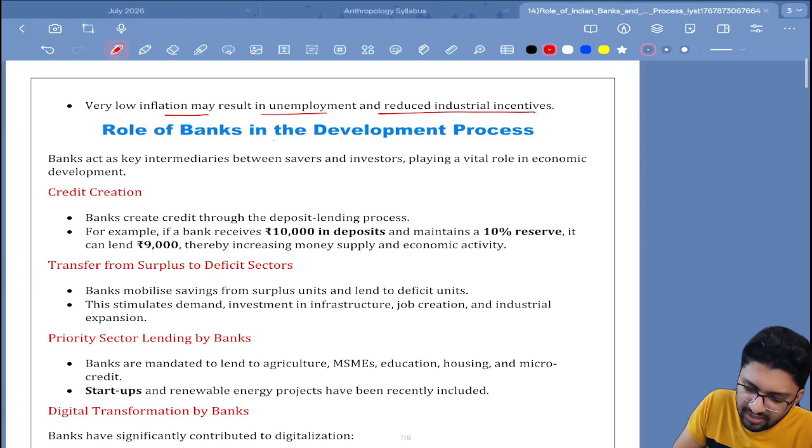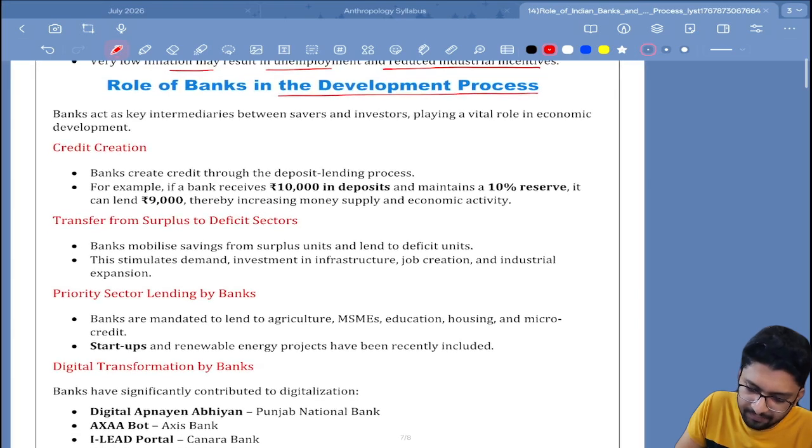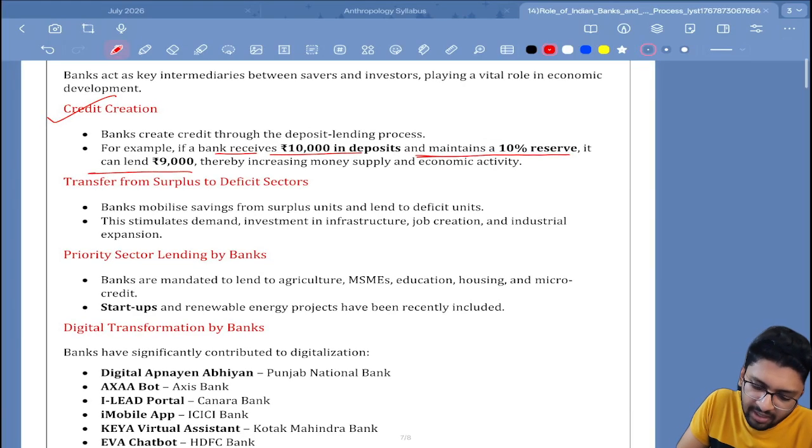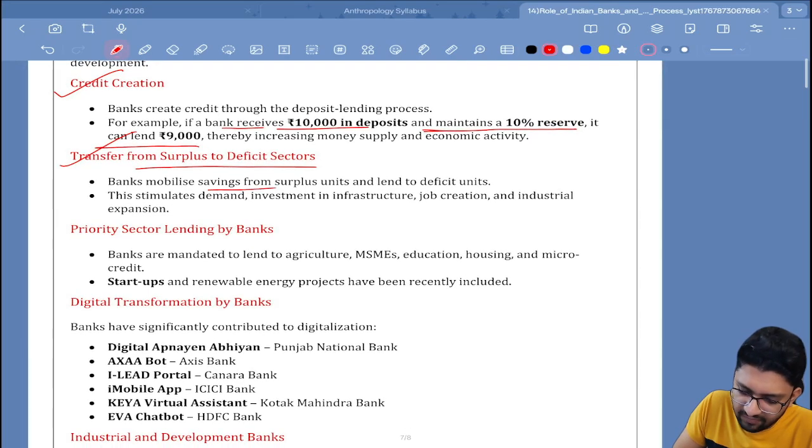Role of banks in the development process. Let us see. Credit creation. Yes, banks help in credit creation. For example, if a bank receives 10,000 rupees in deposits and maintains a 10% reserve, it can lend 9,000 rupees extra into the economy. Transfer from surplus to deficit sectors. Banks mobilize savings from surplus units and lend to deficit units. This stimulates demand, investment in infrastructure, job creation, and industrial expansion.